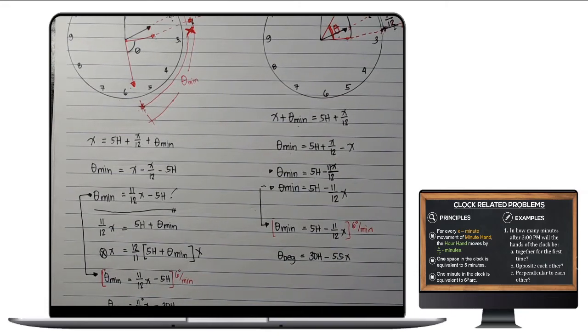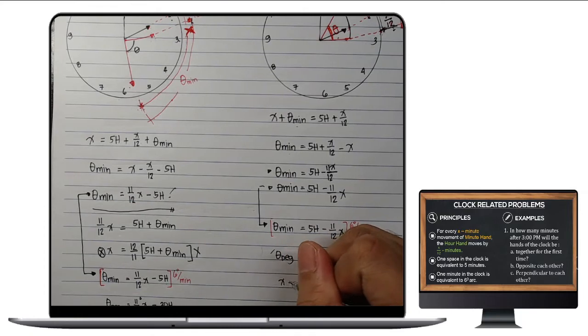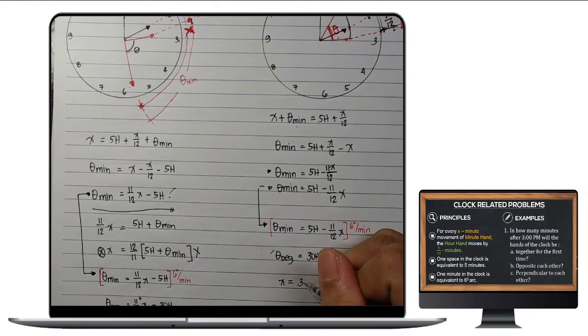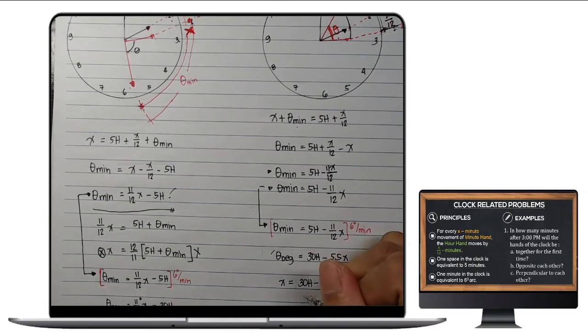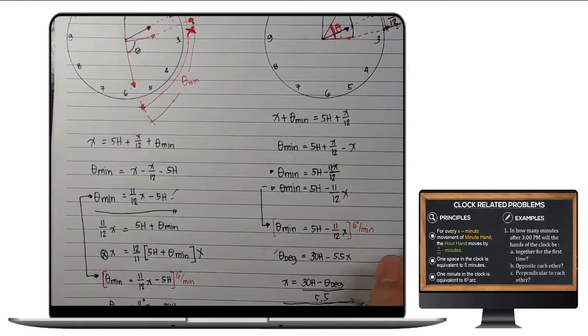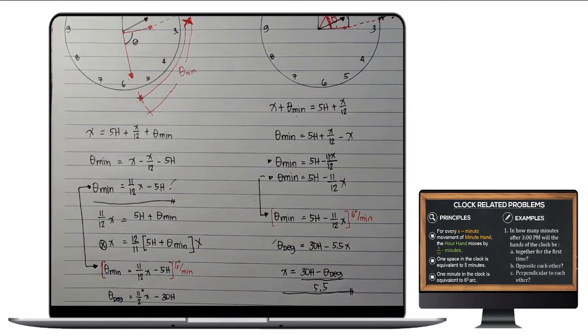Let's say, converted naman sa degrees yung ating unit. So, pwede mong gamitin din yan. Okay? And from this equation, we can solve for x. So, pag pinahanap sa atin yung at what specific time, yung ating x is simply, transpose lang yon, that will be 30h minus theta in degrees divided by 5.5. So, this will be our formula for the case na mauuna si hour hand.